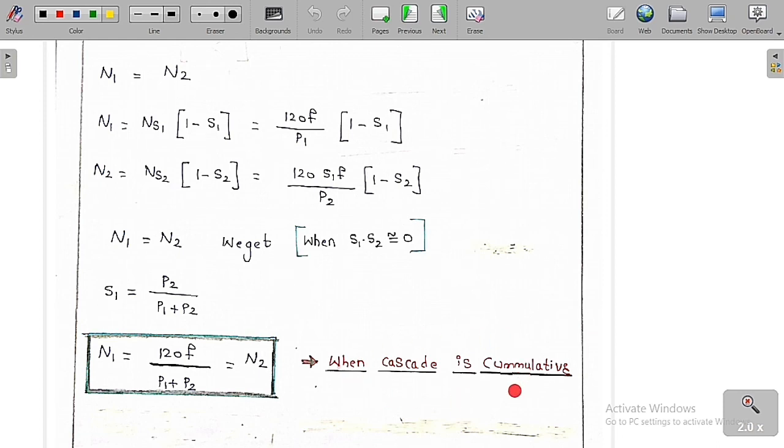Whenever the rotation of the synchronous speed in the slip ring induction motor and also in the induction motor are in the same direction, then we can say N1 is equal to N2 is equal to 120 F by P1 plus P2. It is said to be when cascade is cumulative process. So slip S1 is nothing but P2 by P1 plus P2, and N1 is equal to N2 is equal to 120 into F by P1 plus P2.